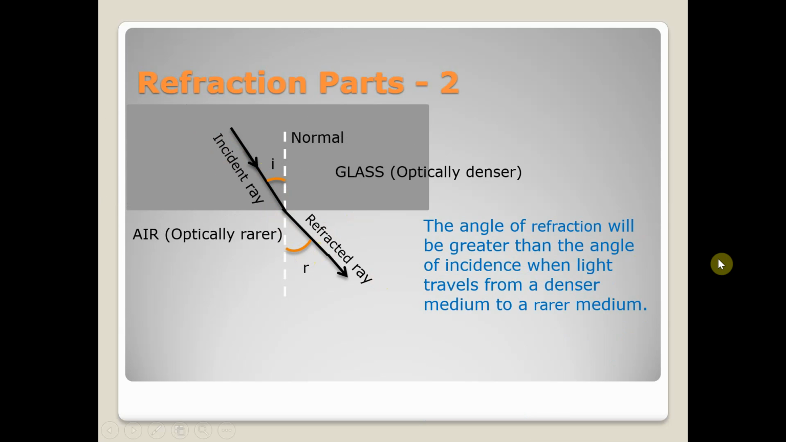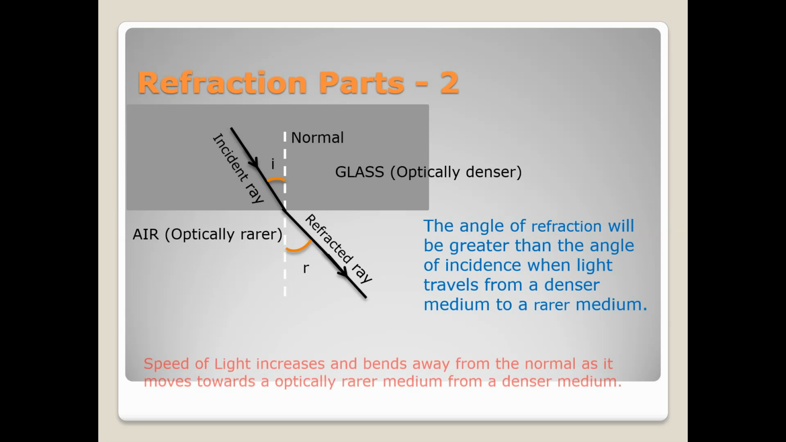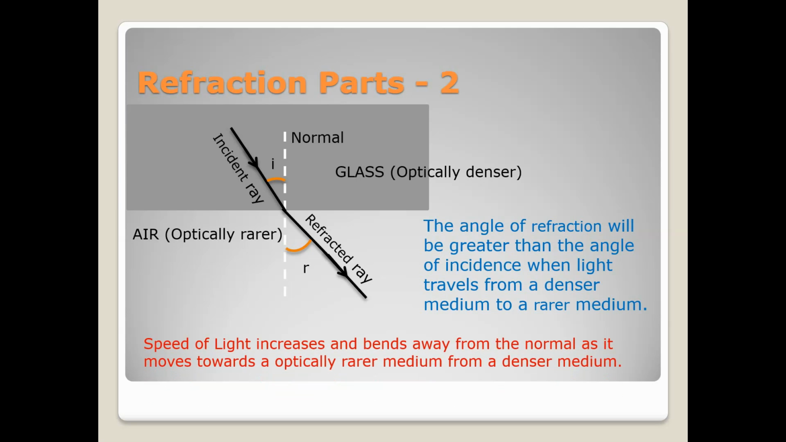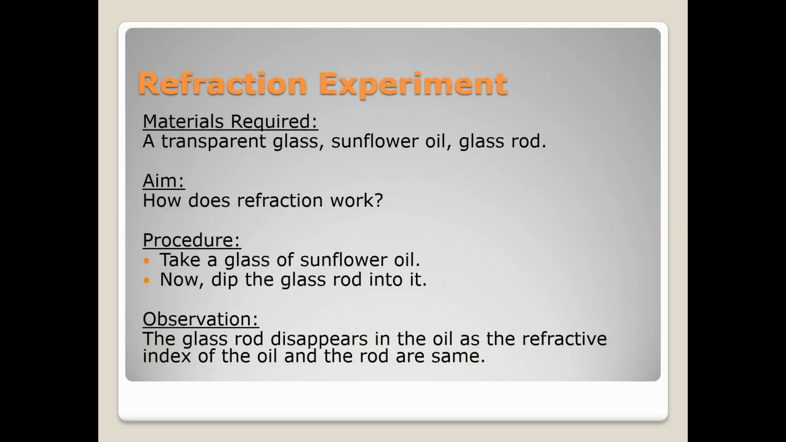The angle of refraction will be greater than the angle of incidence when light travels from a denser medium to a rarer medium. The speed of light increases and it bends away from the normal as it moves towards an optically rarer medium from a denser medium.